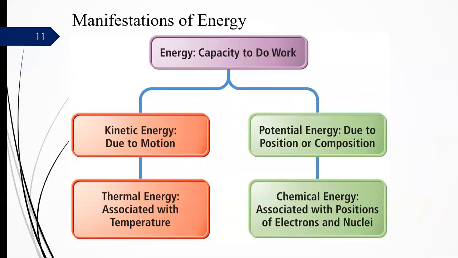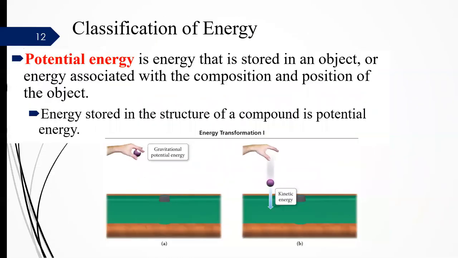So you can kind of see that we have this category here. This is the energy that we have related to it being in motion, or the energy associated with heat. The other side is what we call potential energy, or chemical energy. So potential energy is energy that's stored in an object, and it's associated with what it's made of or the position of its object.